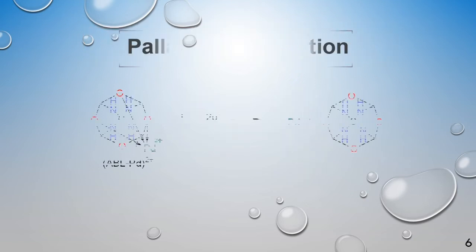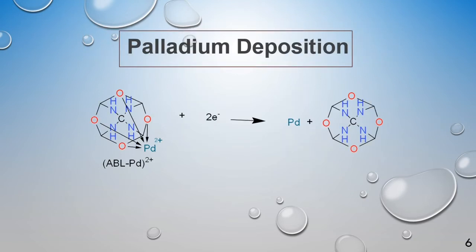Now let's head on to the third and the last step, palladium deposition. Palladium can be deposited using an electrolysis cell, then it's supposed to be collected, washed and dried, and it's going to happen throughout the following reaction.